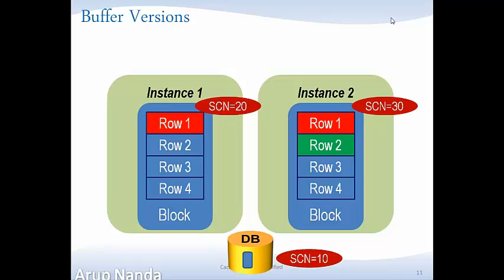As you can see, these 3 copies are completely different from each other. The one on the disk, SCN number 10, has no update at all. SCN number 20 on instance 1, row 1 is modified there. Instance number 2, SCN number 30, row 1 and row 2 both are modified. So these are different versions of the block, and they are identified by SCN number.